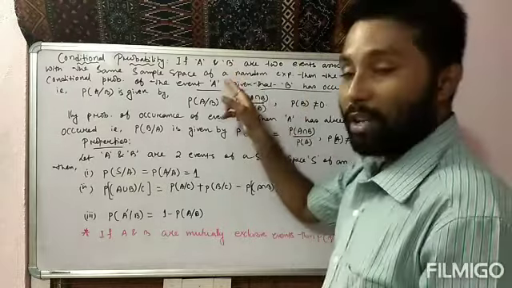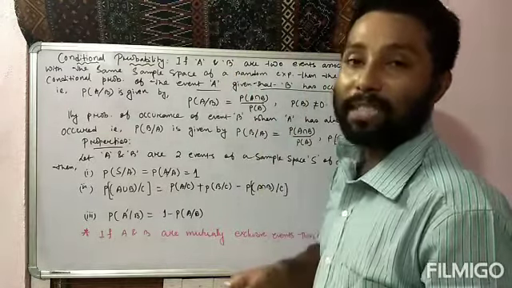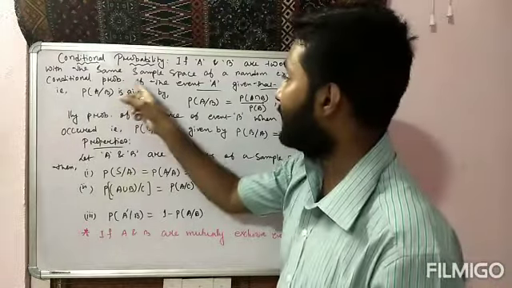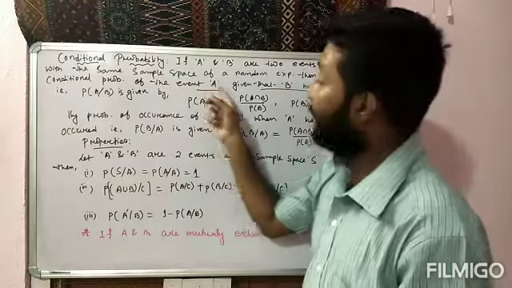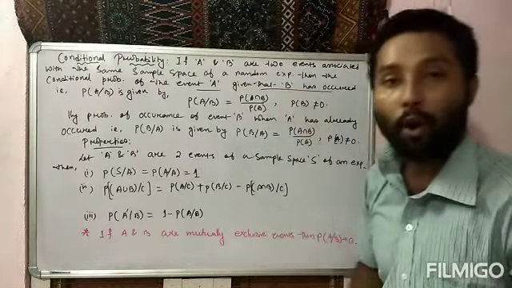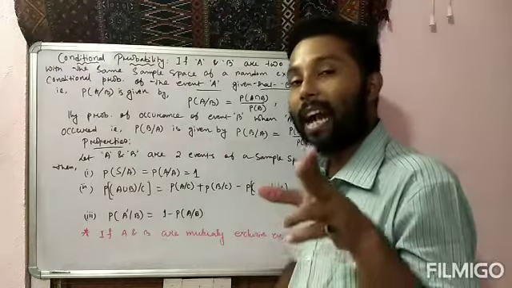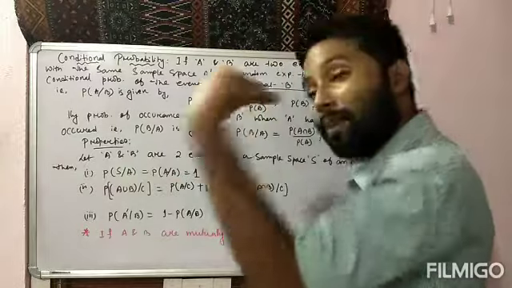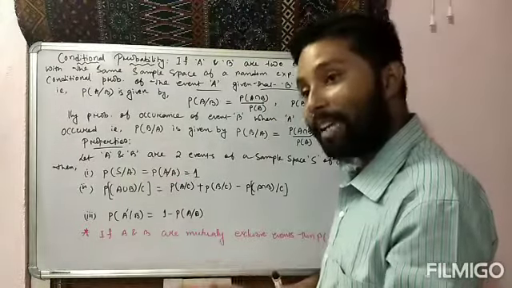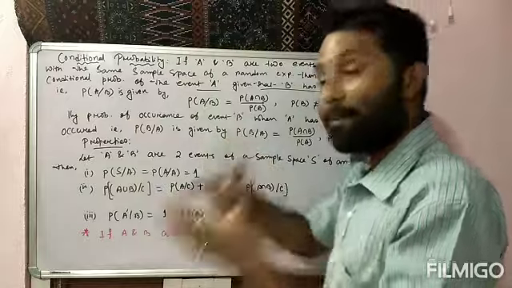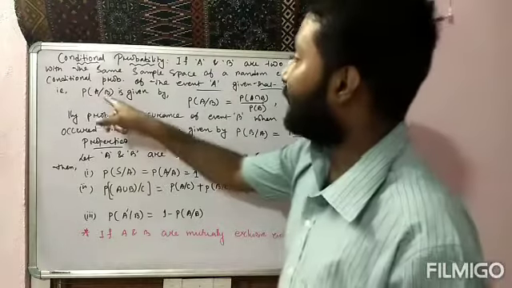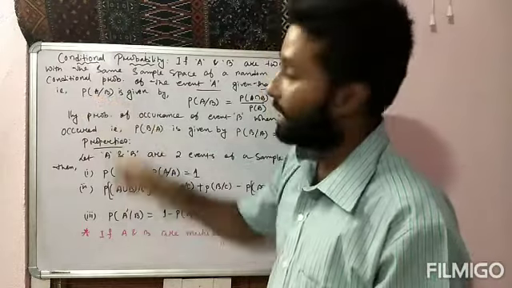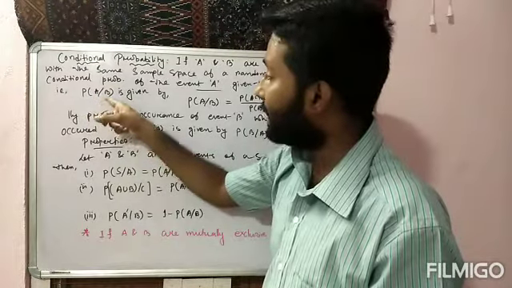If A and B are two events associated with the same sample space of a random experiment, then the conditional probability of the event A given that B has already occurred. इसका मतलब है कि A और B इवेंट में जब B पहले काम कर लेगा, B का काम के ऊपर डिपेंड करके A काम करेगा, then the conditional probability is denoted by P of A slash B. Slash का मतलब conditional probability B.